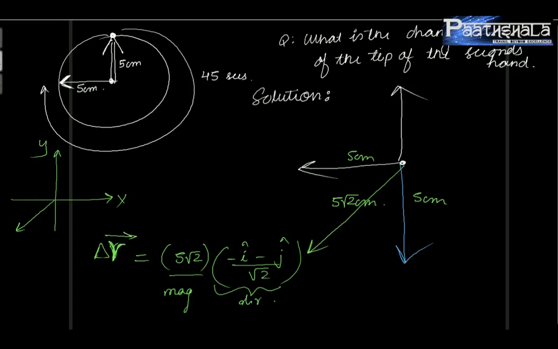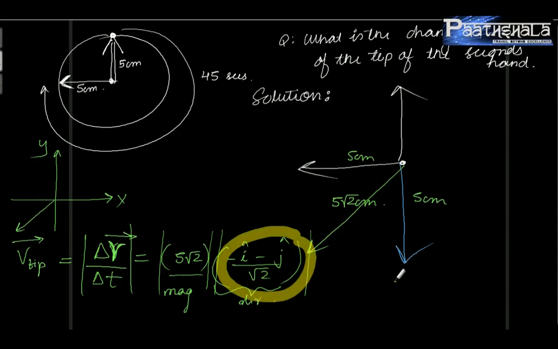So we have found out change in position. If we divide it by the time delta t, what do we get? We get the velocity of the tip, right? So this is velocity of the tip. So if we are taking magnitude, we don't care about the magnitude of the unit vector because it comes out to be 1. The magnitude of this unit vector comes out to be 1. So we don't care about that.